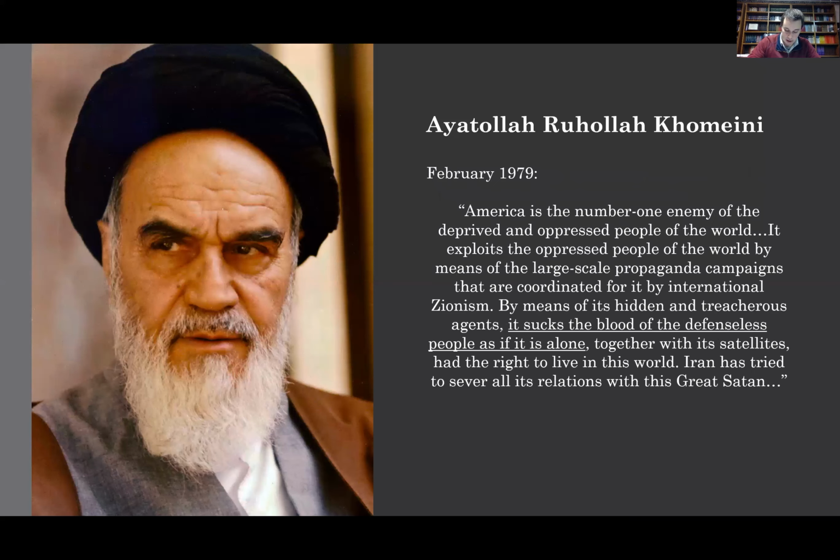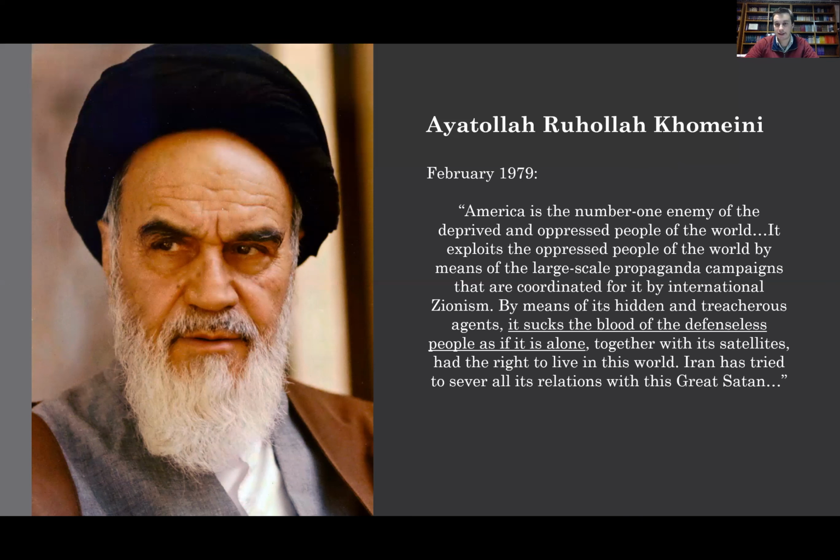And so in January and February of 1979, the Islamic Revolution is underway. And Khomeini gives this anti-American speech, which I find interesting. He says, "America is the number one enemy of the deprived and oppressed people of the world. It exploits the oppressed people of the world by means of the large-scale propaganda campaigns that are coordinated for it by international Zionism." I never get to Zionism in my paper, unfortunately, because that's such a huge part of this whole story. Anyways, "by means of its hidden and treacherous agents, it sucks the blood of the defenseless people as if it alone, together with its satellites, had the right to live in this world. Iran has tried to sever all its relations with this great Satan."